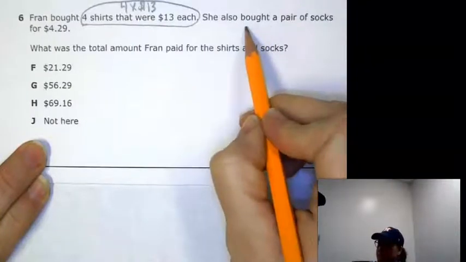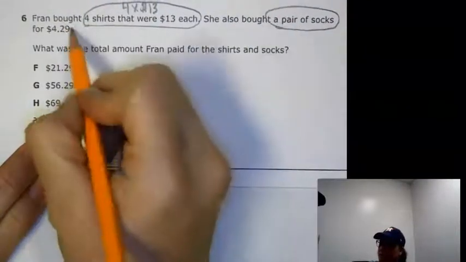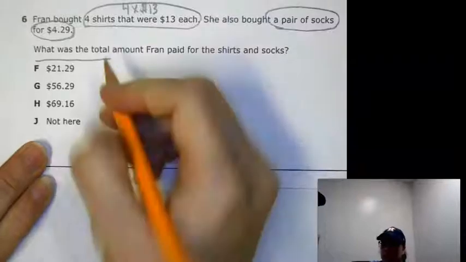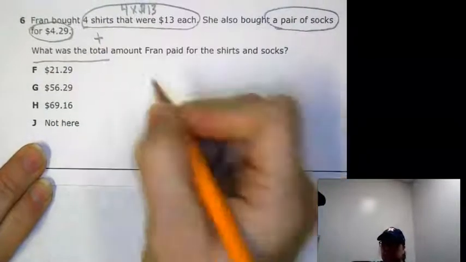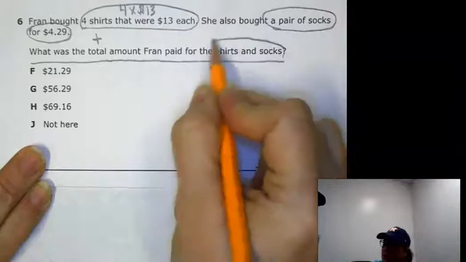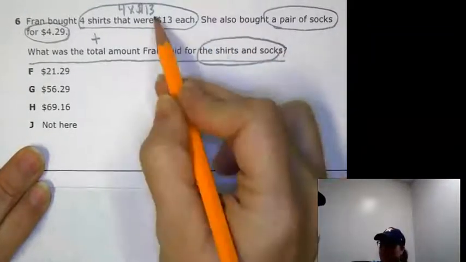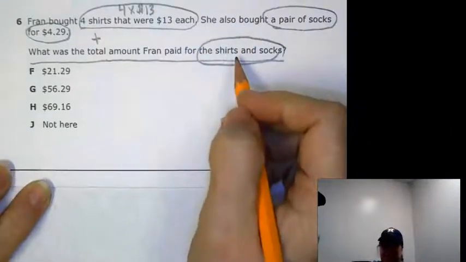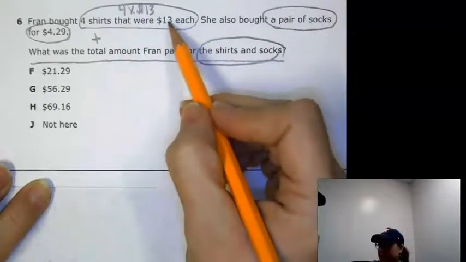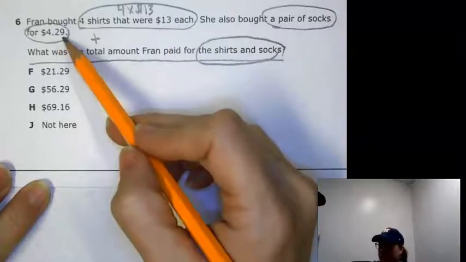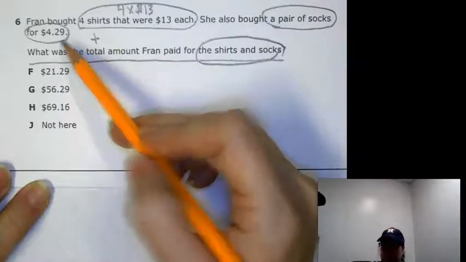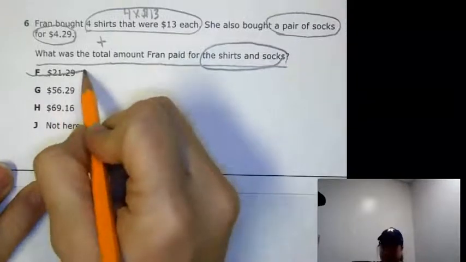She also bought a pair of socks for $4.29. What was the total? When you see that word total, that means you're going to be adding it up or multiplying. Okay, so we need both of these numbers combined. So right now you can just estimate. You can say in your head, well, 4 times 10 is 40, plus another 4 is 44. My answer has to be at least $44.29. So F is no longer an answer choice, right?